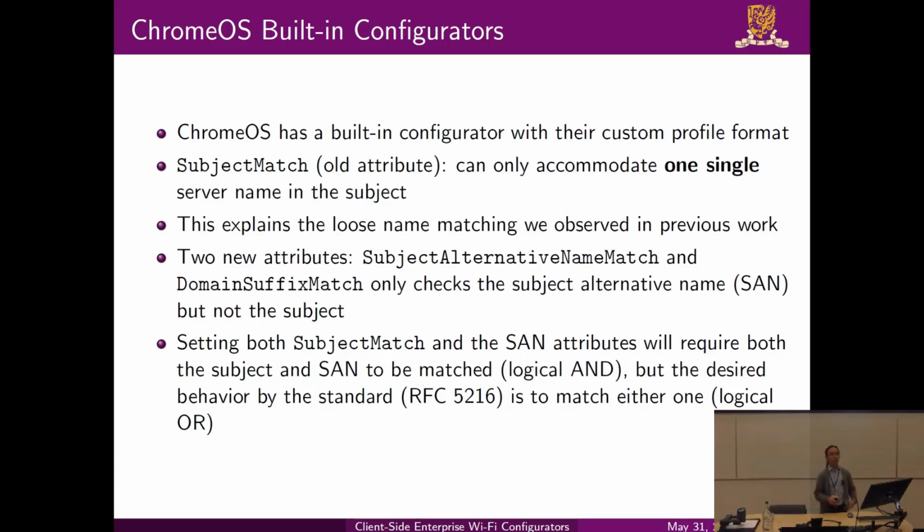The standard requires one of the subject and SAN to be matched, but using the attributes that we are given, we can only achieve a logical AND. We can only match for both of them instead of either one of them. So none of these attributes can satisfy the requirements of the standard.